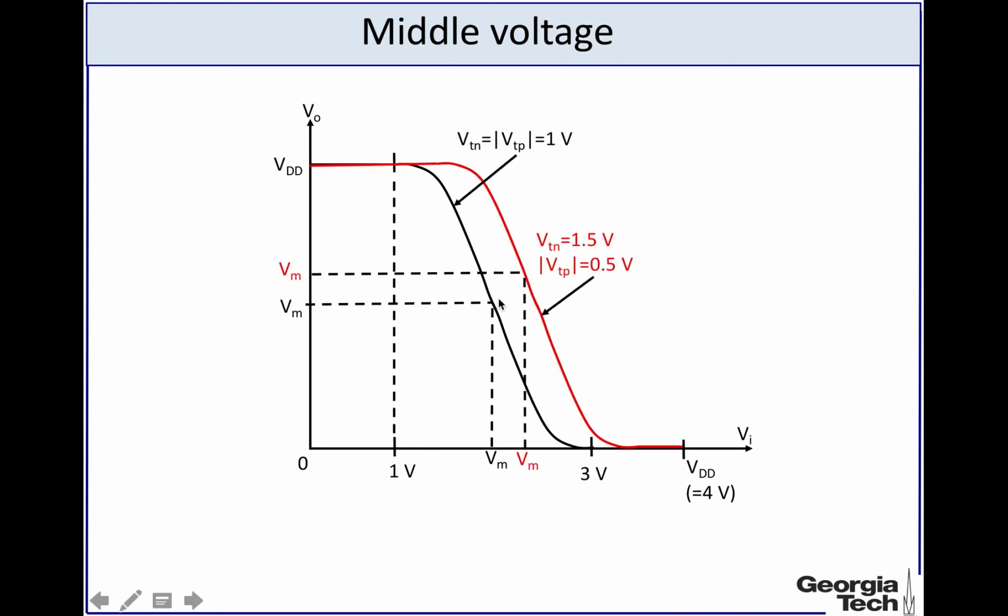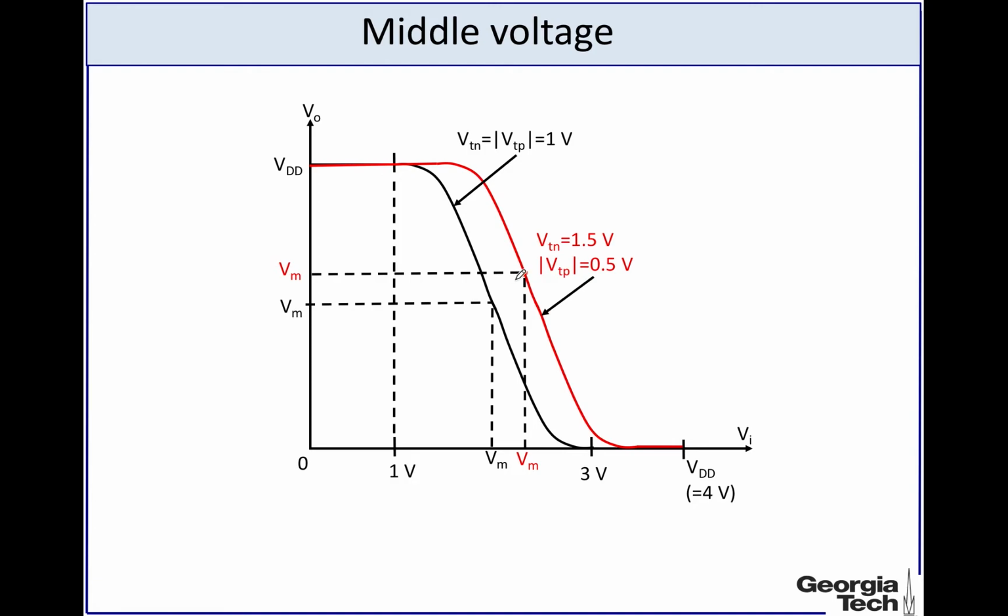Now in the other case that we have seen, where the threshold voltage of the N MOSFET is 1.5 volts and the P MOSFET is 0.5 volts, the voltage transfer curve shifts to the right, and in this case the middle voltage will not be equal to VDD over 2. It will be larger than VDD over 2, because for a voltage larger than 2 volts, the input voltage and output voltage become equal. So again, if the N MOSFET threshold voltage is larger than the P MOSFET threshold voltage, it will shift to the right and the middle voltage will become larger than VDD over 2.